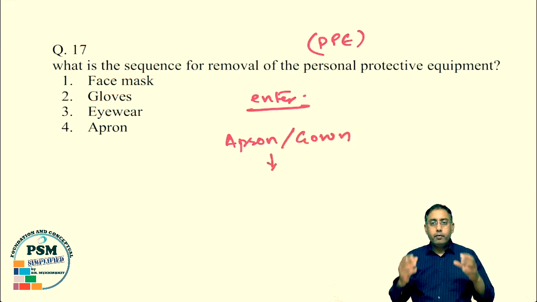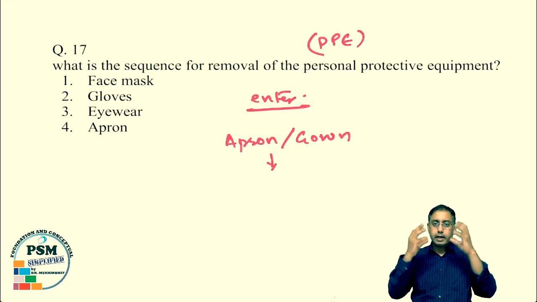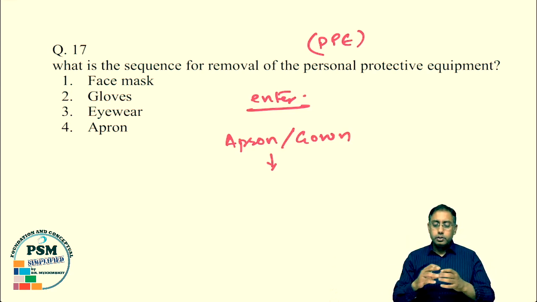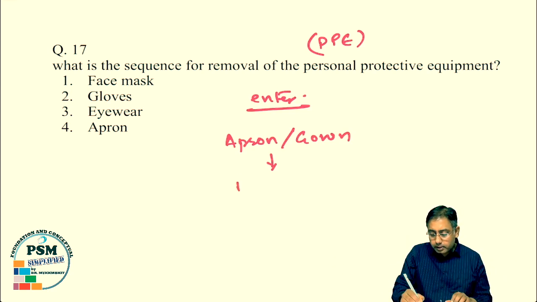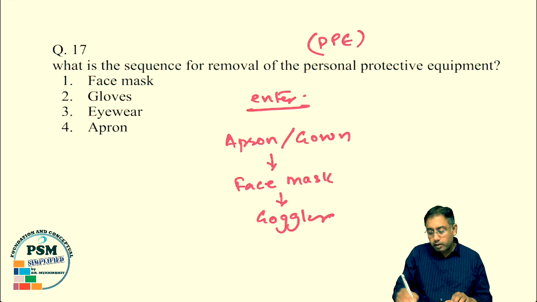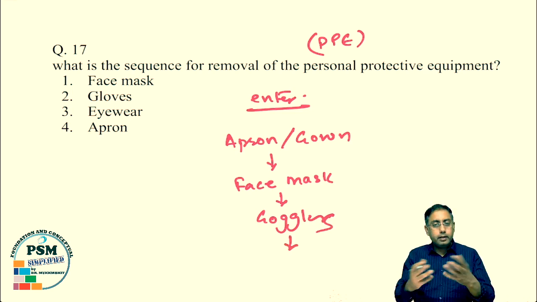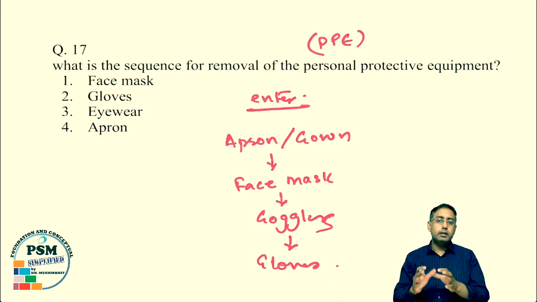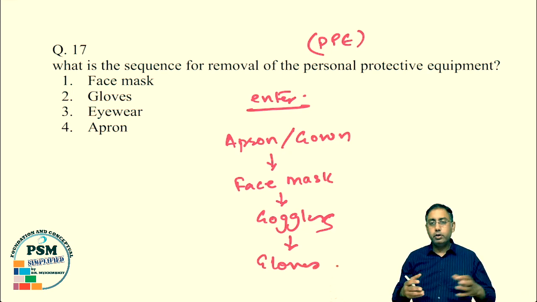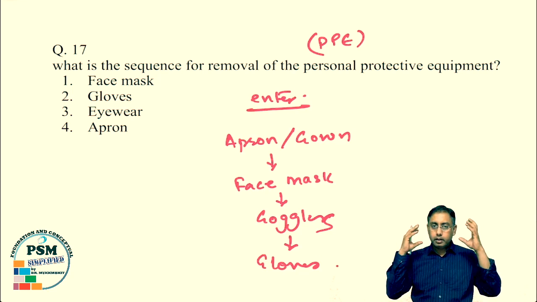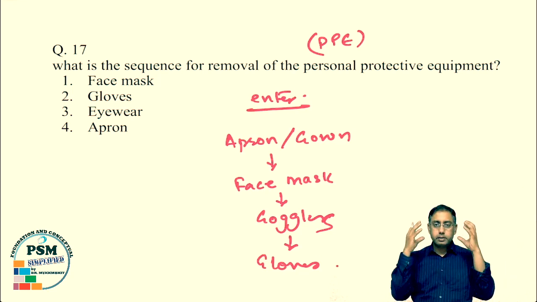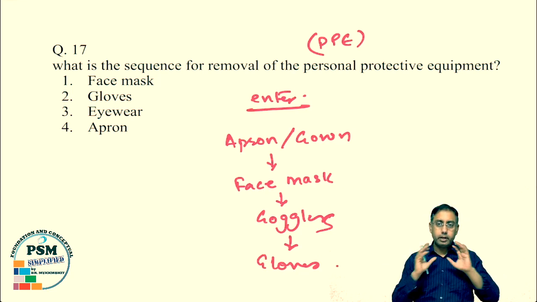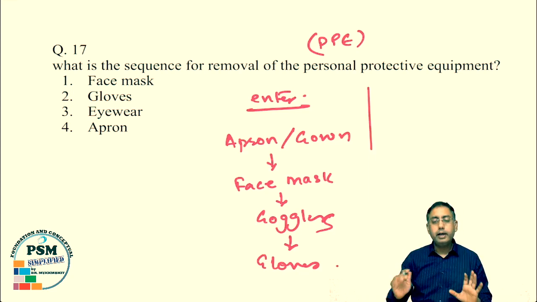Followed by that, we wear the face mask. Followed by that, we wear the goggles or the eye cover. And last, you have to wear the gloves, right? So that is the way to enter. You don't wear the gloves and then the goggles. You wear the apron, then the face mask, then the goggles, and then the gloves. So that completes your entry.